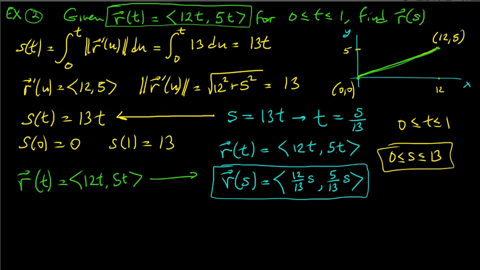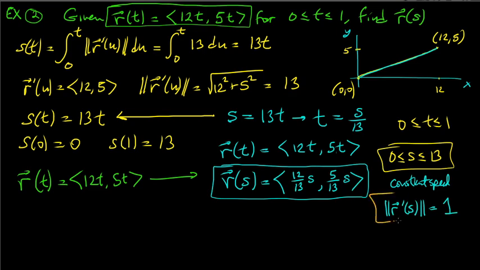On the other hand, if you consider moving with r of s, s being the arc length parameter, instead of taking 1 second, it now takes 13 seconds, which is a long time. I'm not going to take 13 seconds to get there, but it would. In other words, you're moving at a constant speed of 1. We can check that: if you take r prime of s and take its magnitude, you just get 1.